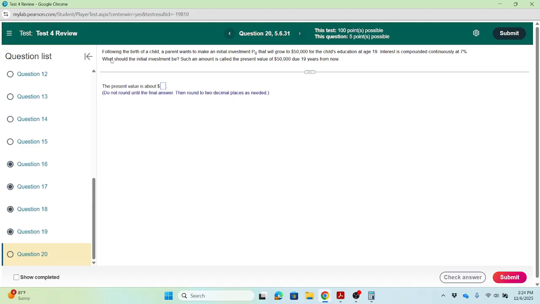Last question. Following the birth of a child, a parent wants to make an initial investment P0 that will grow to 50,000 for the child's education. So this is the future value. At age 19, interest is compounded continuously at 7%. What should the initial investment be?